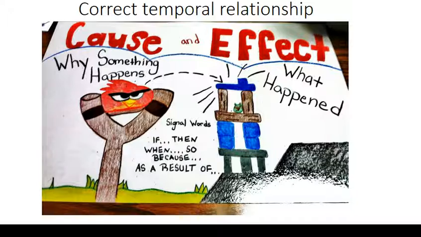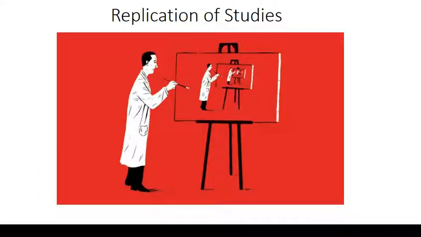Another thing you should see when you're looking at whether or not there's a cause and effect relationship is a replication of studies. You should see study after study coming to the same kind of conclusion. There shouldn't be a lot of disagreements amongst various studies. So, for example, smoking. Smoking has been pretty well established to cause a whole host of problems, including lung cancer and heart disease.